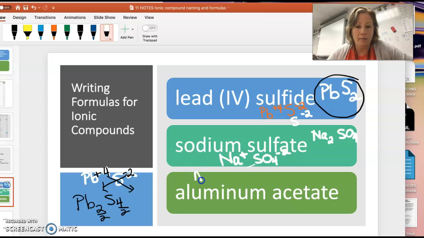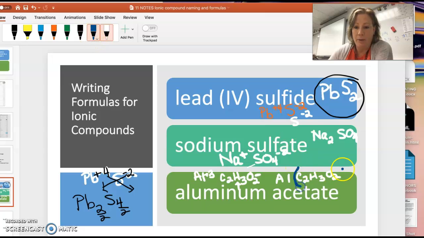One more, aluminum is +3. It's in group 13. Acetate is on my pink ion chart. So this one now, I'm going to need to have 3 of these. And I don't want to change the subscripts because then it changes what the ion is. So what I'm going to do is say aluminum, and then I'm going to write my acetate, and I'm not changing anything about it. But then I'm going to put a parenthesis around it with the 3. Because they're negative, I would need 3 of them to balance the charge of the aluminum.